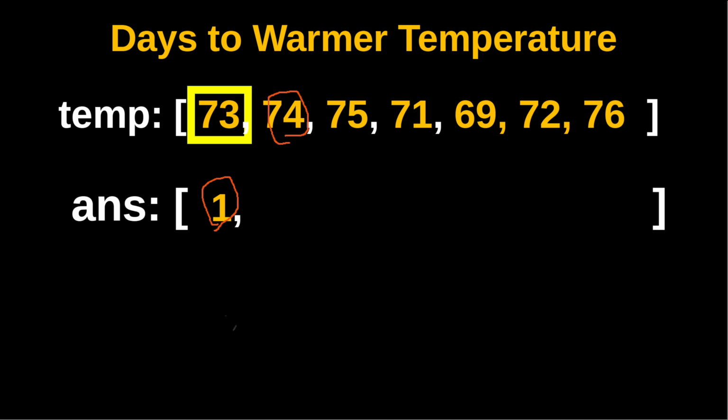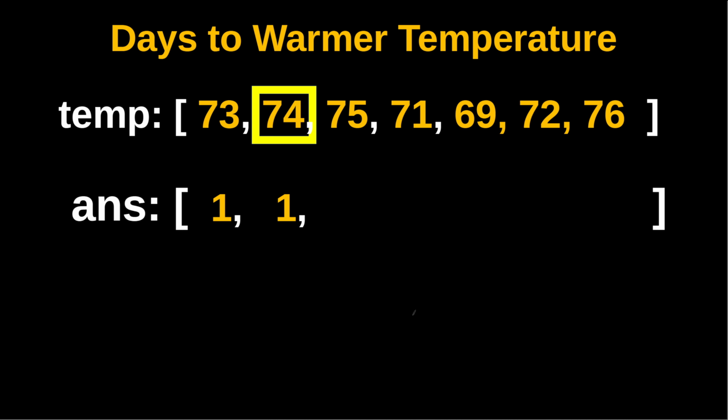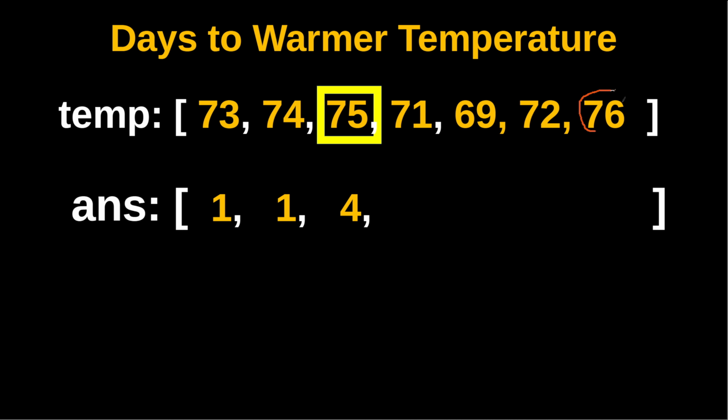So 1 goes into here. The next item is 74. Again, we look through the array on the right-hand side of 74, and we find that the next day is 75. We only have to wait for 1 day to get a warmer temperature. Next item is 75. We scan the array from left to right, starting from 75, and we find that the next higher value is 76, which is 4 days away. So 4 goes in here.